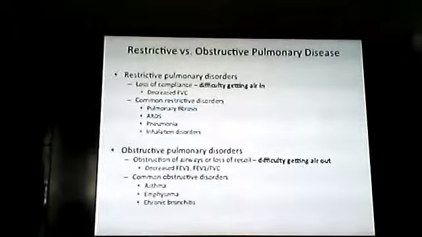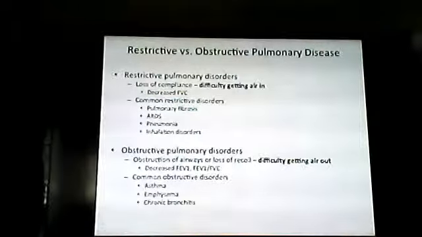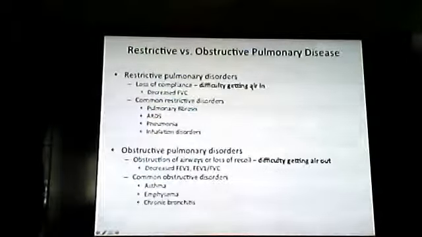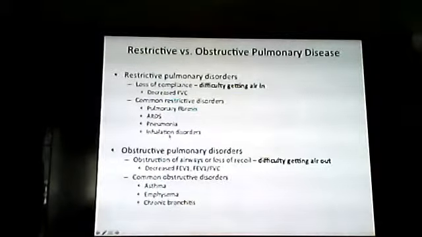What's important to remember is the difference between restrictive and obstructive pulmonary disease. With restrictive, you lose compliance, and so that means it's difficult for the air to actually come in, so it's difficult to inhale, but you're pretty okay with exhaling. Examples of that are pulmonary fibrosis, acute respiratory distress syndrome, pneumonia, inhalation disorders.